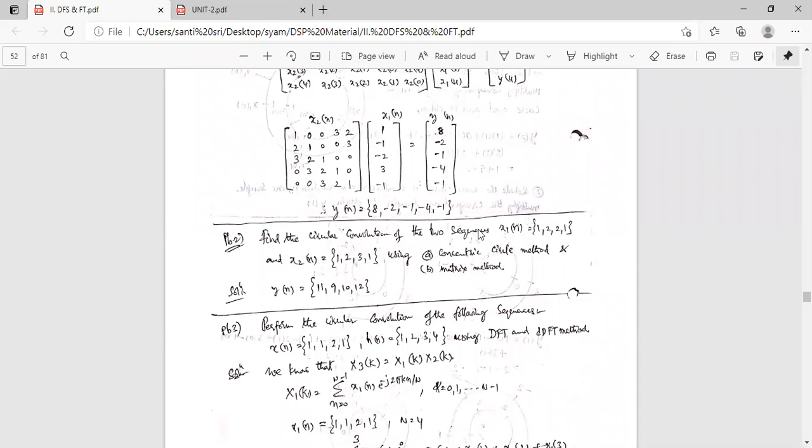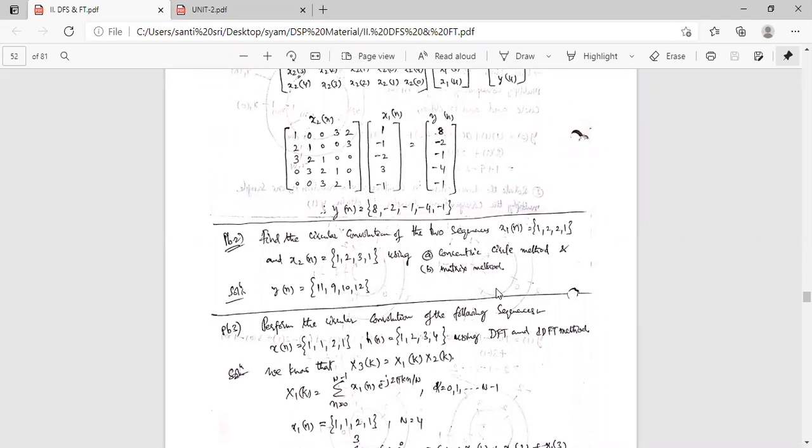You can do this problem. Note down this and do this one. X1 of n equal to 1 2 2 1, and x2 of n equal to 1 2 3 1. So you may get the result of y of n as 11 9 10 12. Note down this and do this one.